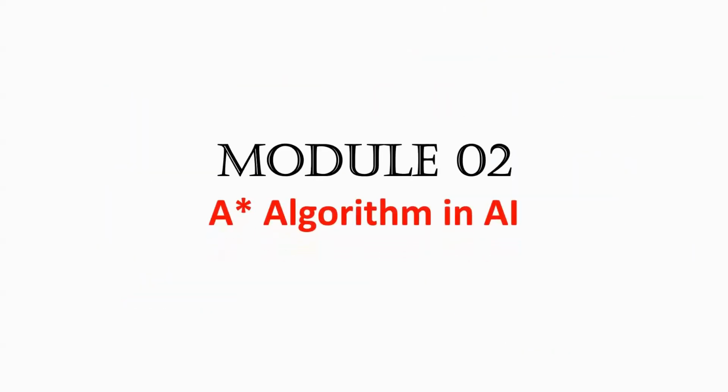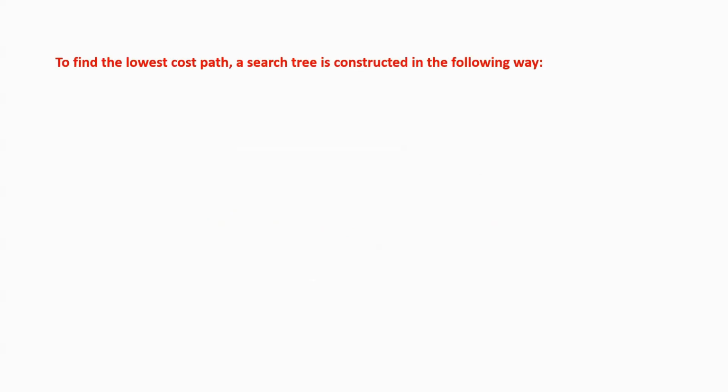This is Pack 365. In Module 2, we discussed the A star algorithm in AI in the previous lecture. So this is part C, in a practical way. We discussed the A star algorithm in a theoretical way and explained its behavior. Now it's time to learn it in a practical way. Okay, so let's start the topic.